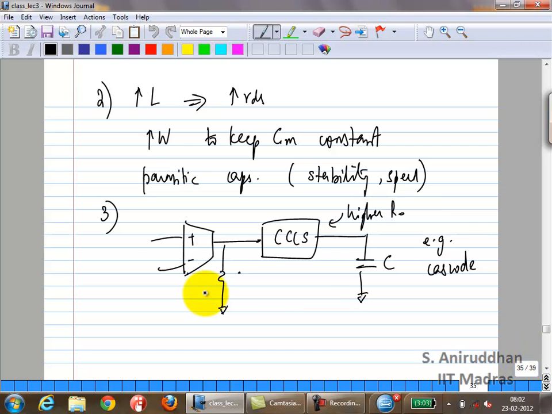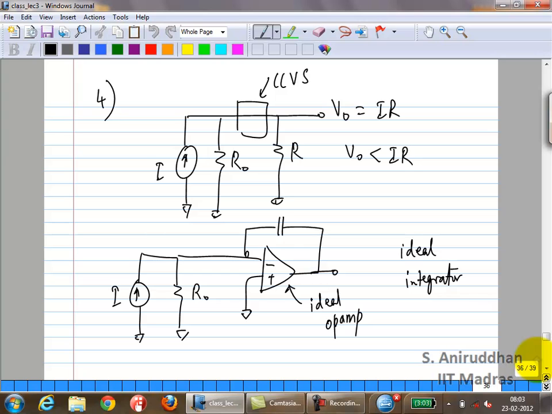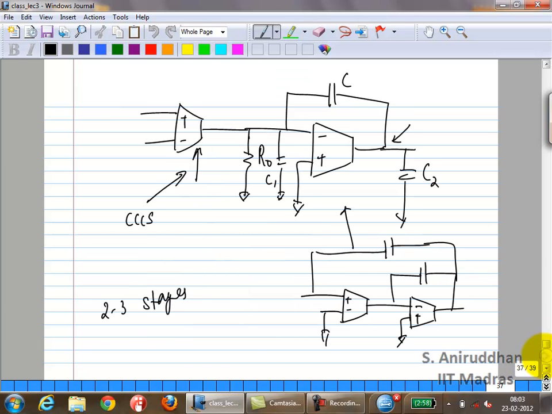The third option we looked at was to add a current-controlled current source, which boosts the output impedance. Okay, in the example it is a cascode, a common gate structure. And the fourth case was adding a current-controlled voltage source, which was another GM stage, correct?